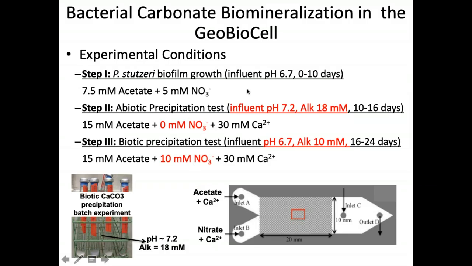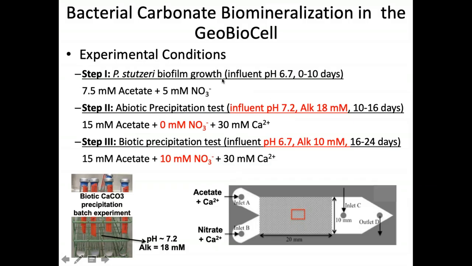In step two, we know that if we put 5 millimolar nitrate, the pH and alkalinity go to this point here, 7.2 and 18 millimolar. But we wanted to do that first to see the effect of bacteria. So in step two, we abiotically increased the influent pH and alkalinity to what was expected. Then in step three, we bring back the influent concentration. I'll talk about this 10 millimolar in a bit. Then we let the bacteria metabolize and they would result in this pH and alkalinity level.